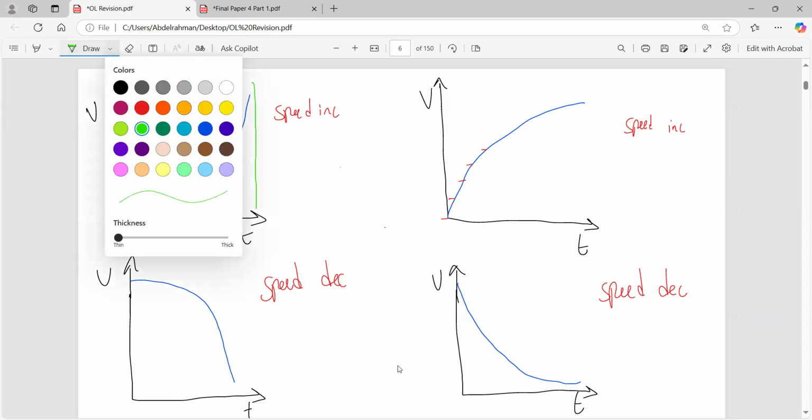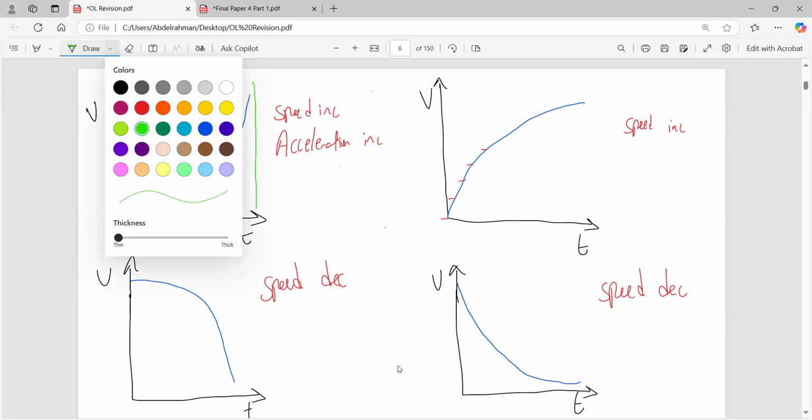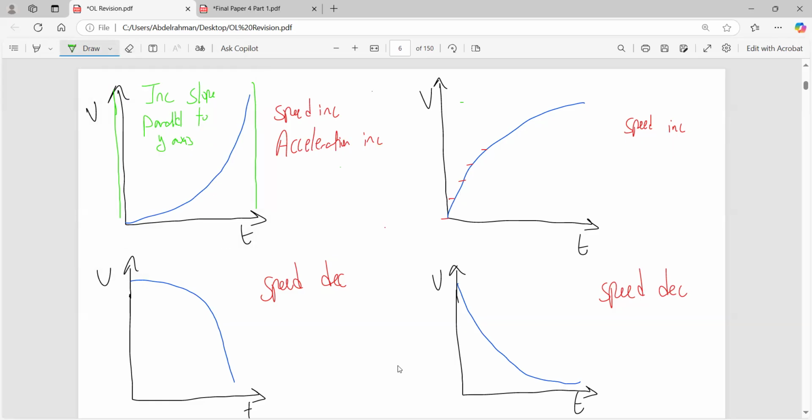Therefore, slope means acceleration. So when the slope is increasing, the acceleration is increasing, because it's becoming parallel to the y-axis. Okay, what about the decreasing slope? This is a decreasing slope.